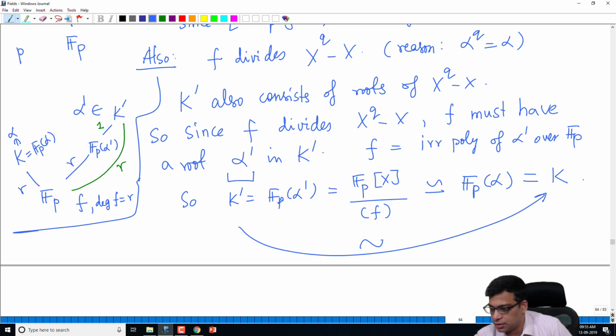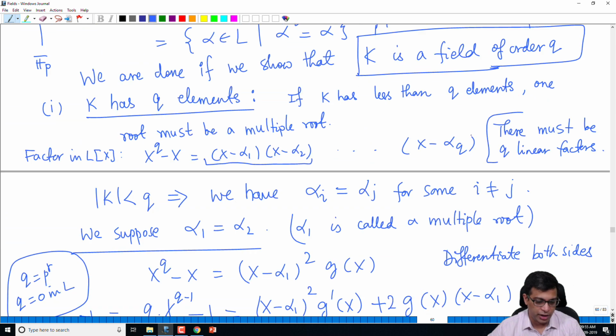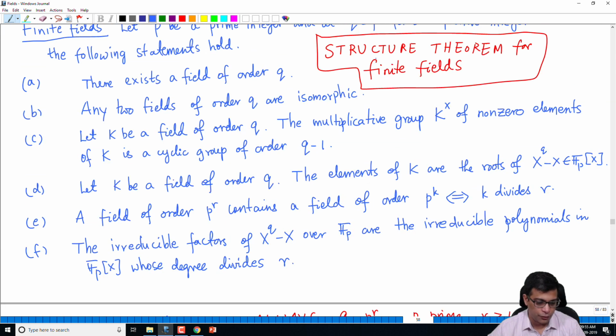Remember, parts B and A are the important things for us. Part B was that any two fields of order q are isomorphic, and this I have shown. I have shown that there is a field of order q. In the last video I commented that this is true because of a fact in group theory, and I will not prove that. So C is taken care of, and in the last video we have proved D, that every field of order q consists of roots of x power q minus x.